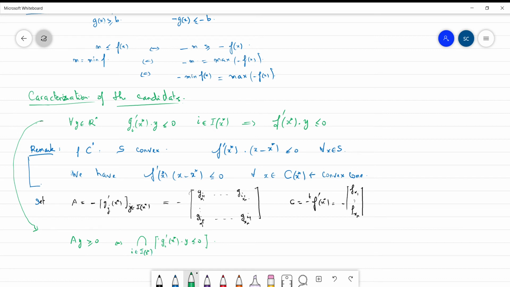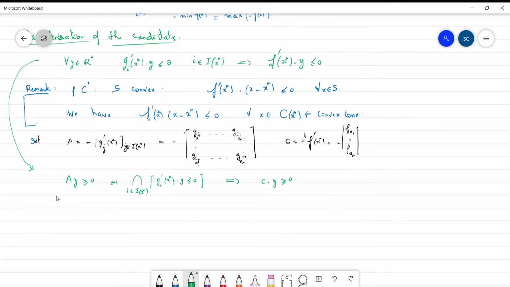This is what we are saying. Okay, so the two writings are equivalent. We are saying that Ey positive implies F prime Y negative, which is C dot Y positive. Okay, so here these implications suggest using a lemma, the Farkas-Minkowski lemma. There is an important lemma in algebra.